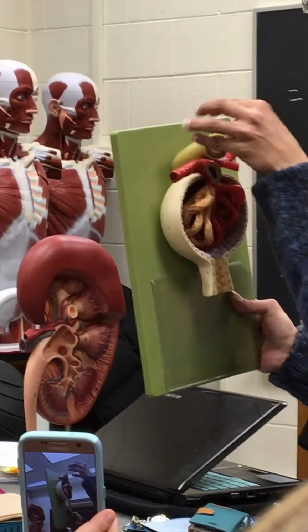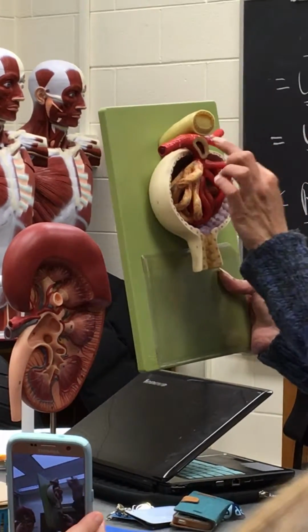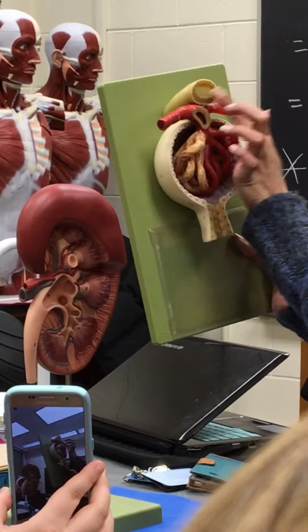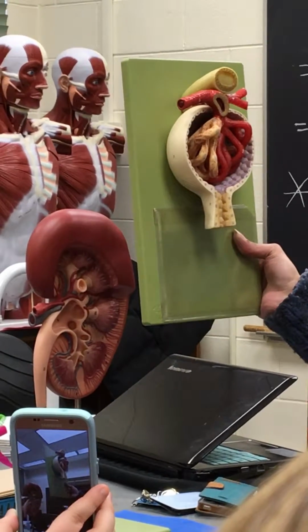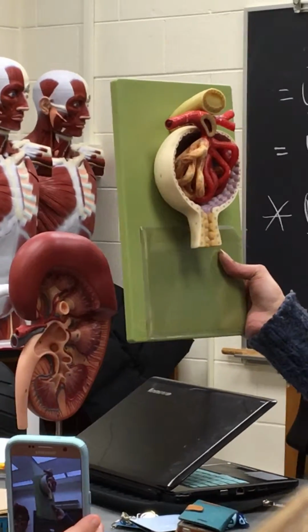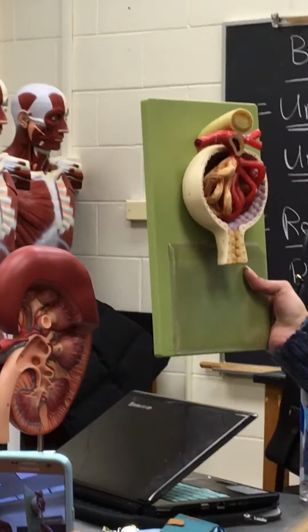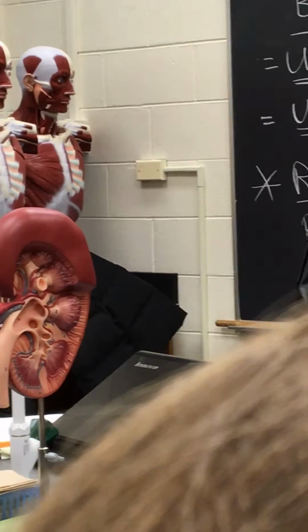Coming up towards you is the distal convoluted tubule. The cells that line the distal convoluted tubule are known as the macula densa cells. The macula densa cells. Got it? Yes? Okay.